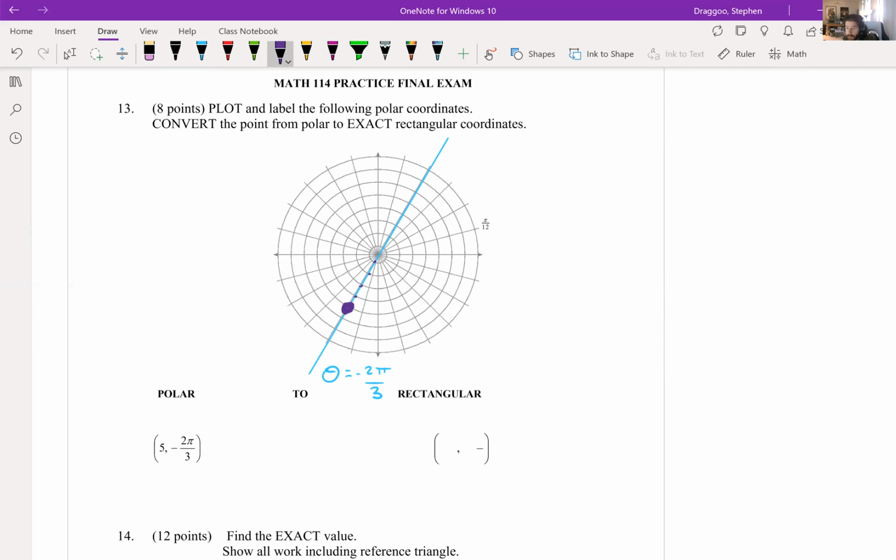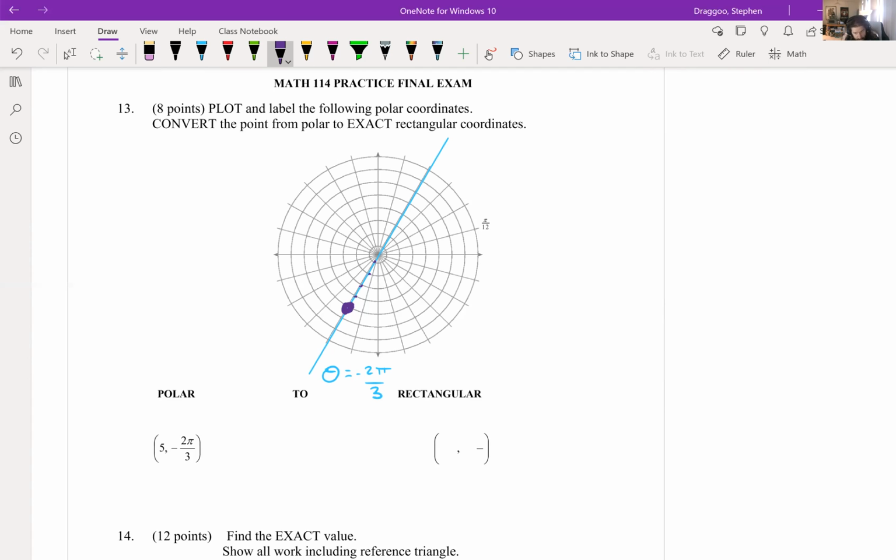Since negative 2 pi over 3 would be in the direction of the third quadrant, because negative 2 pi over 3 is coterminal to 4 pi over 3. So just move along that line in the forward direction, which puts us into the third quadrant.